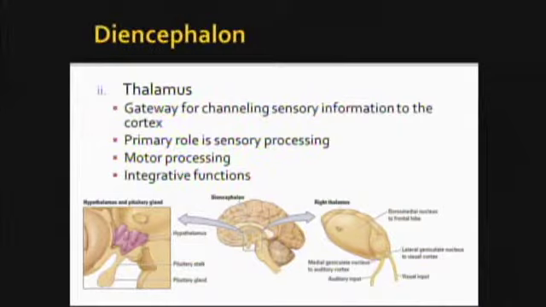a very specific thing. So for example, the lateral geniculate nucleus of the thalamus is responsible for visual processing. The medial geniculate nucleus is responsible for auditory processing, etc. You don't need to know that. I'm just giving you examples.